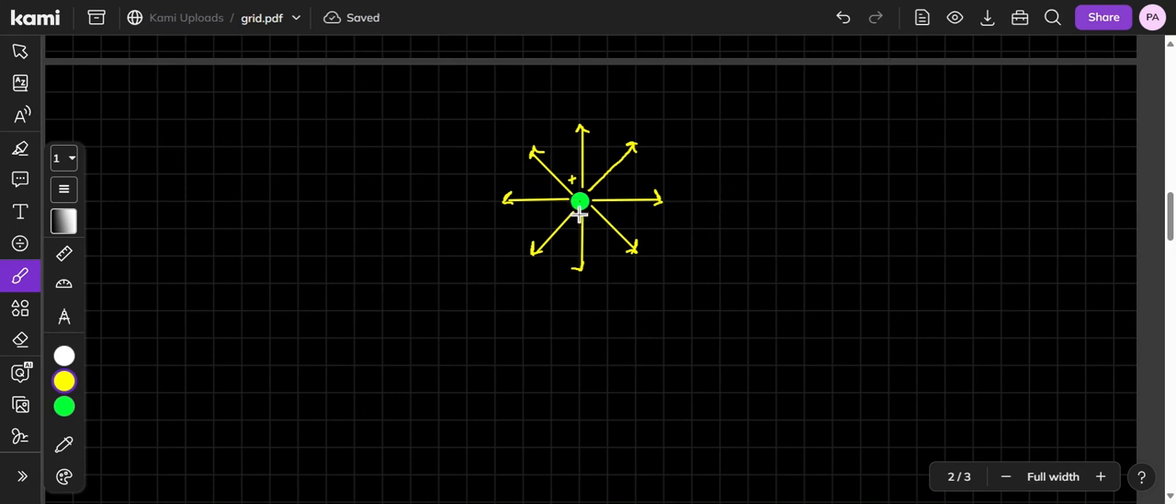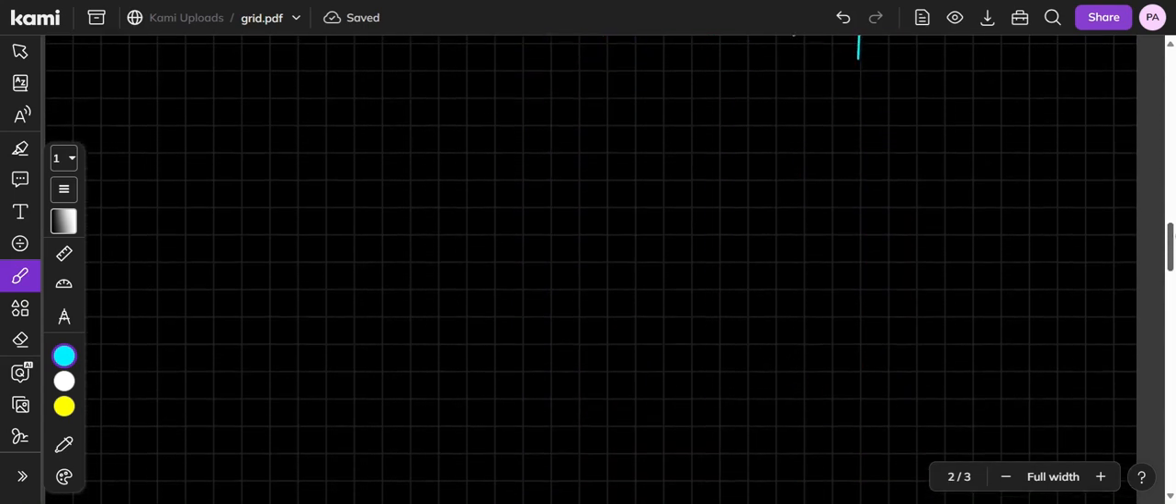What would this field look like if Q1 were negative? Yeah, all of the arrows would now be pointing toward Q1, right? So all of these are going to point to Q1 if this were negative, because if we move a positive charge towards Q1, it's going to be attractive rather than repulsive. These arrows are the direction that a positive test charge would move if we have a negative field.